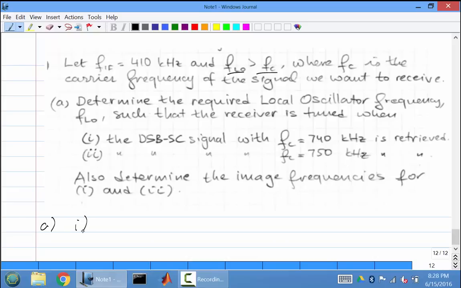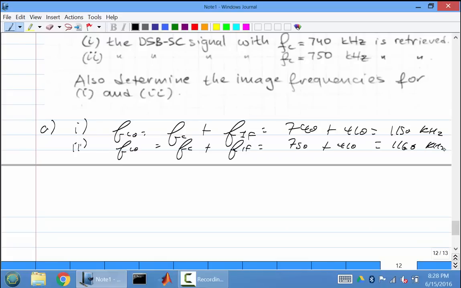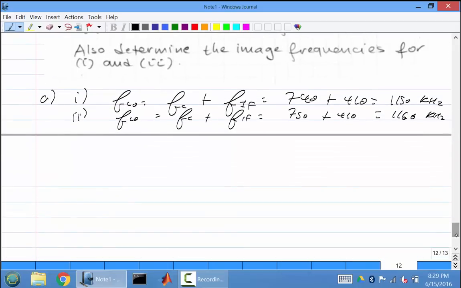Okay, well that's very easy. So for part 1, the local oscillator is simply the carrier plus the intermediate frequency. So this is 740 plus 410, which is equal to 1150 kilohertz or 1.15 megahertz. Okay, if you do the same thing for 750, simply the same thing. So 750 plus 410, it's equal to 1160 kilohertz.